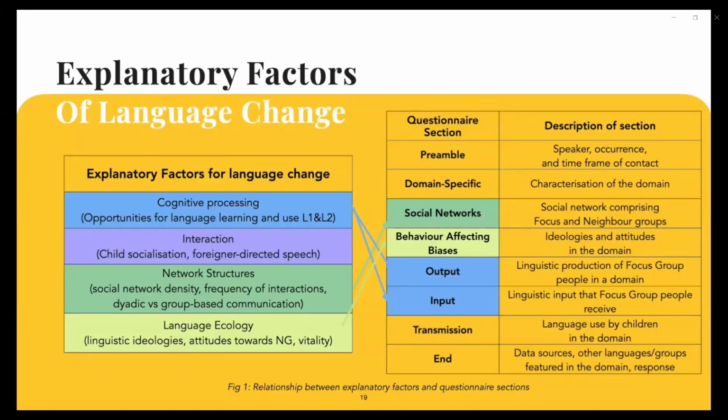So on the right here, we've got the questionnaire sections. You don't need to look at this in particular detail, just to say that, for example, we ask about the cognitive processing type explanatory factors in the section concerning linguistic output and linguistic input of the focus group.